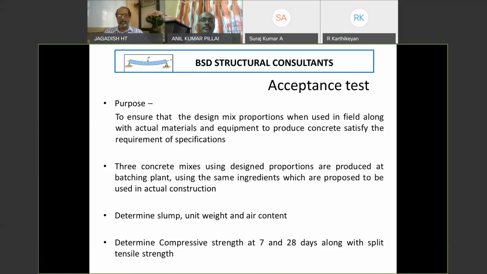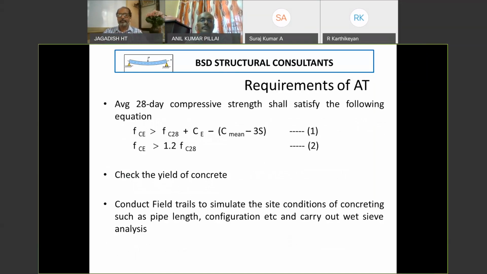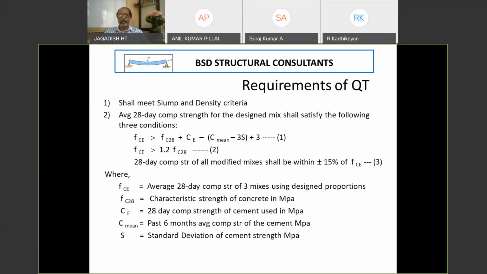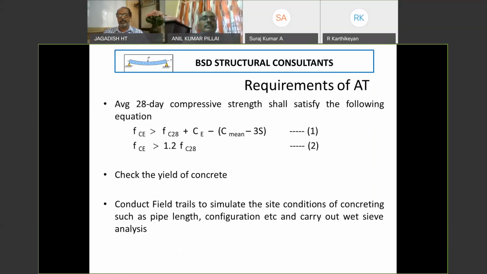Now let us see what the acceptance criteria are. The requirement for acceptance test: the average 28-day compressive strength shall satisfy the following 2 equations. These equations are similar to the earlier 2. Let me go back to the earlier slide. The first equation had a +3, and the second equation is the same. So when you come back to this slide, the +3 is removed. That means they are given a margin.